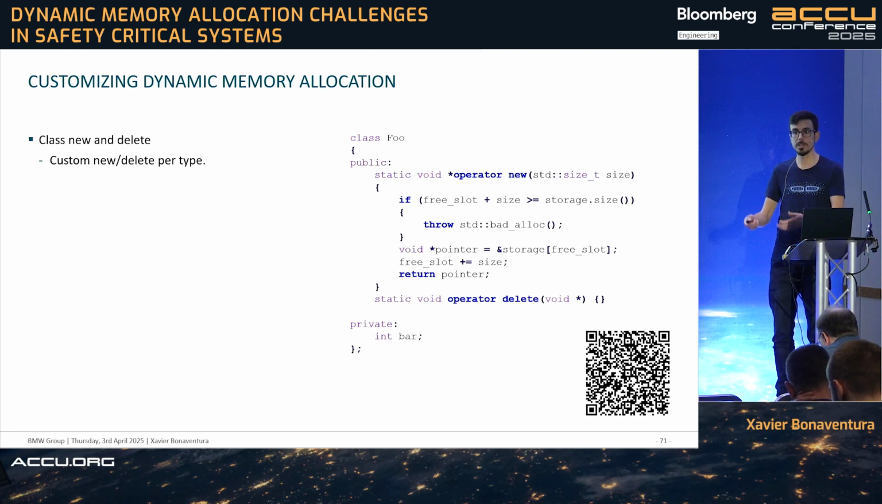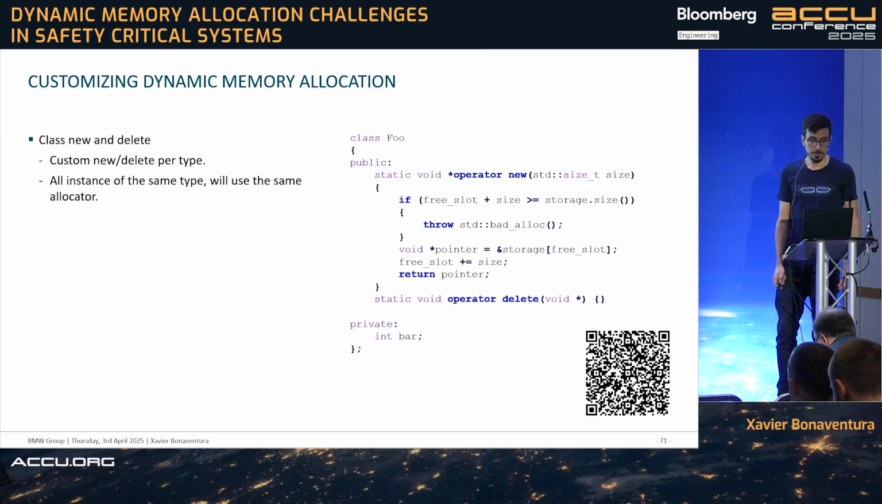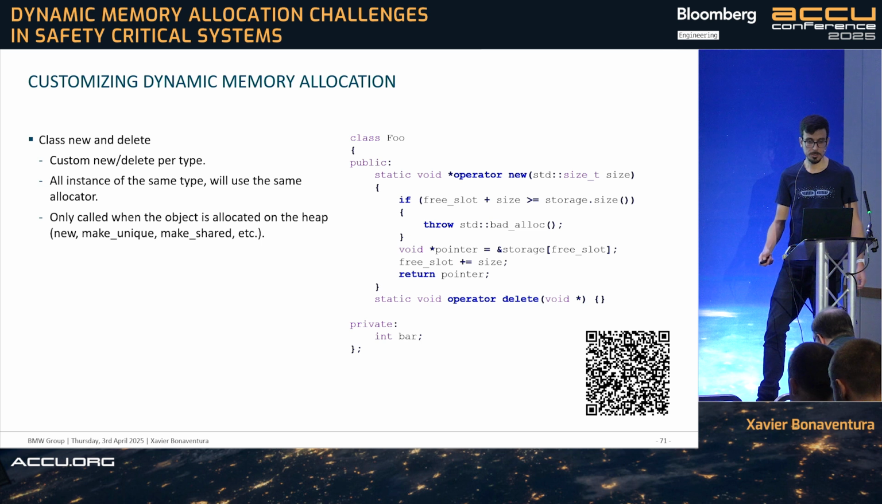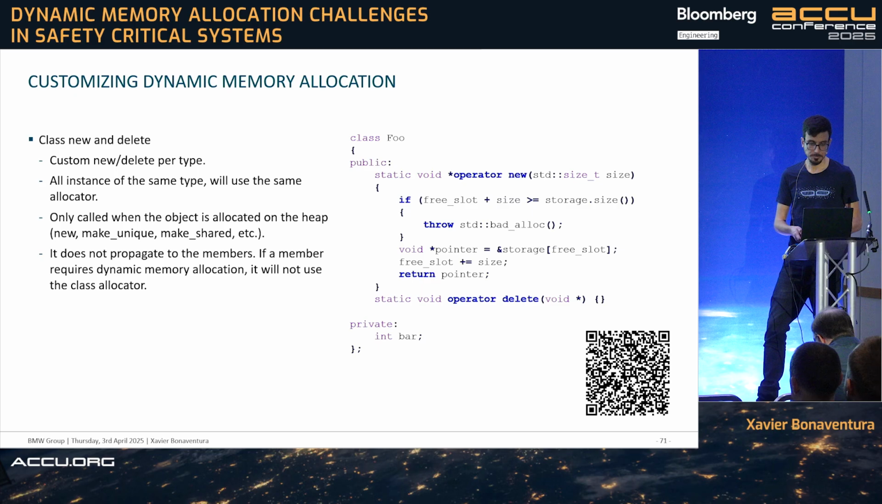This type will always call this when you do an allocation of the type on the heap. This means that if you allocate on the stack, it will not get called. So do not try to hijack this for fancy things like counting how many objects you have, because you would miss all the ones on the stack. All instances of the same type will use the same allocator, only called, as I said, when it's on the heap, not on the stack.